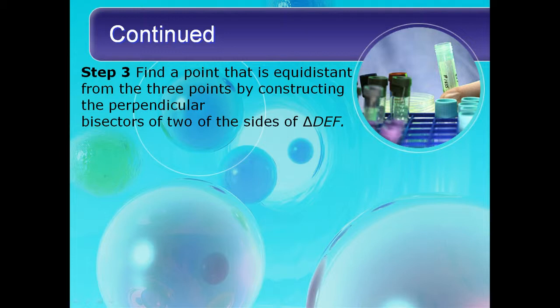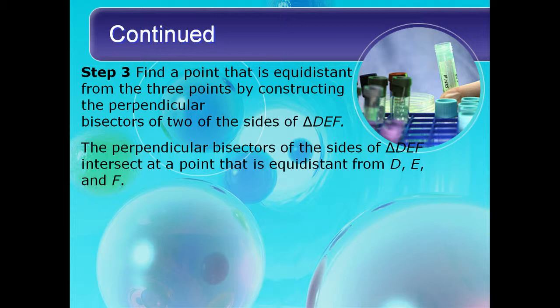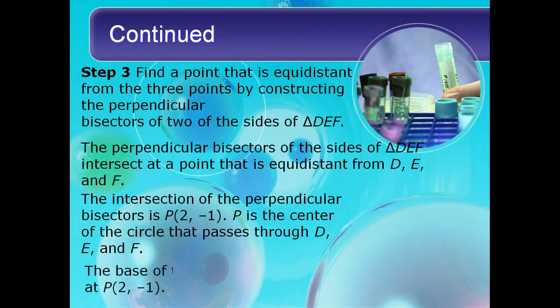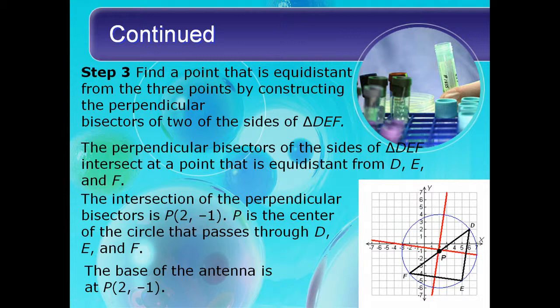We're going to construct the perpendicular bisectors of 2 sides of DEF. They intersect at a point that is equidistant from D, E, and F. And in this case, it is at (2, -1). P is the center of the circle that passes through D, E, and F. The weather station is at (2, -1). And you can see again, we have another right triangle as we have our intersection on the triangle's hypotenuse.